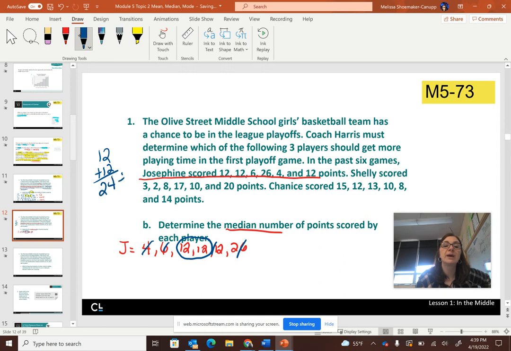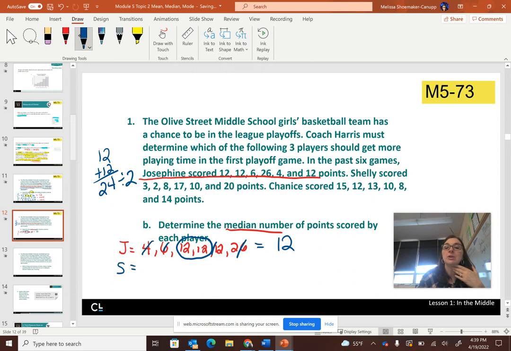And then divide by 2. The beautiful thing about this is that the 2 numbers that are there are the same. When I add them up and divide by 2, I'm going to get 12. Okay. Let's take a look at Shelly.